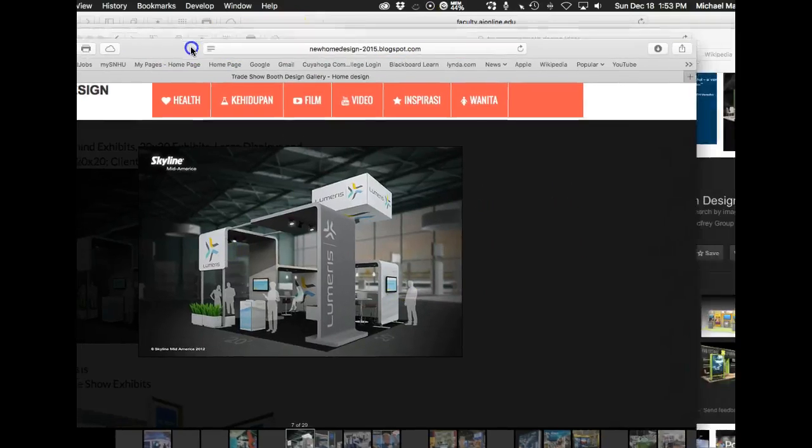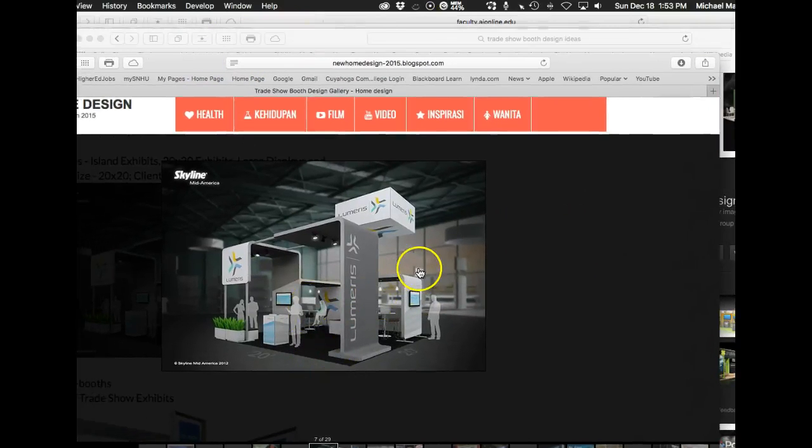Okay, so here's your trade show booth, and what you're going to do is go in this week and present your trade show booth. This is how I want the final to go, guys. I think this is going to be the best way to present the final. But you're going to go like this.